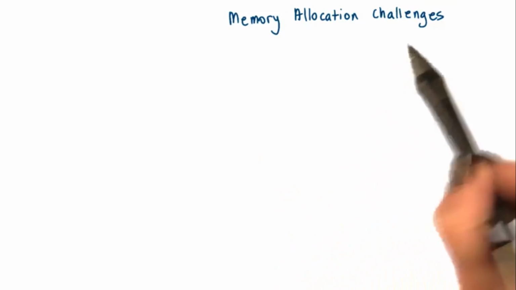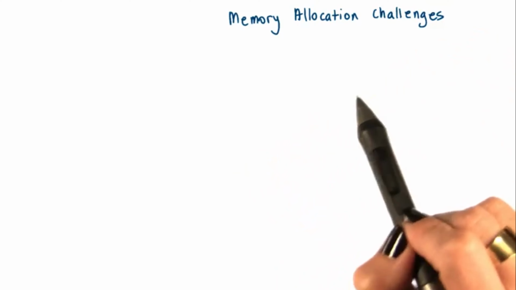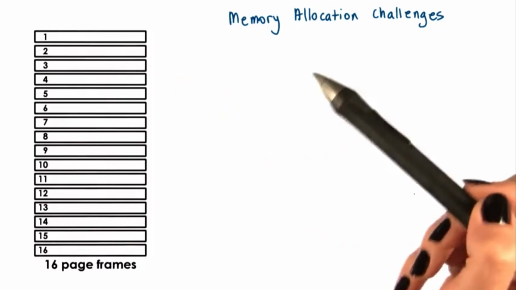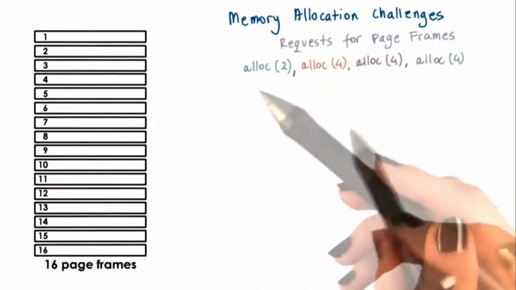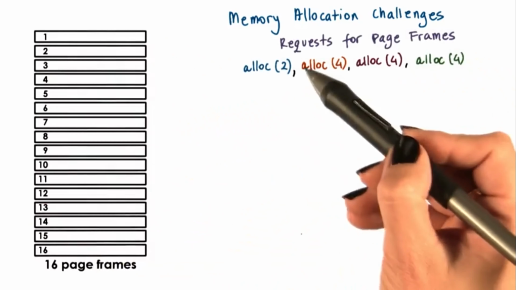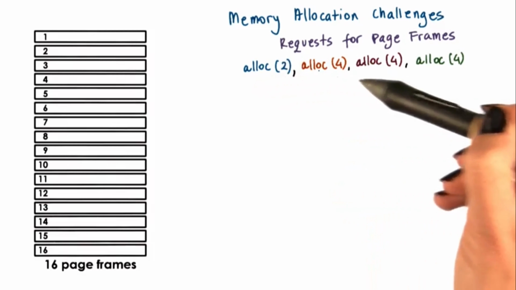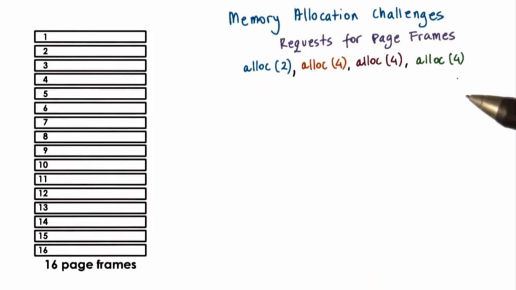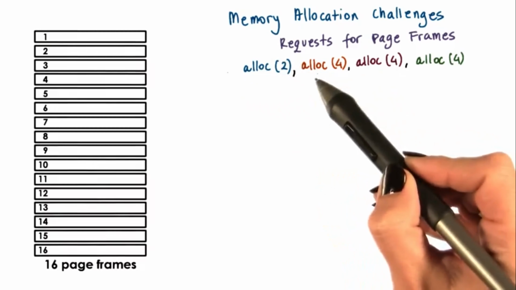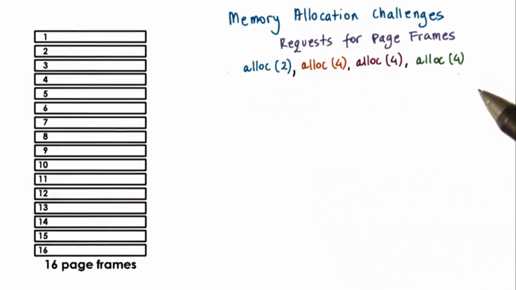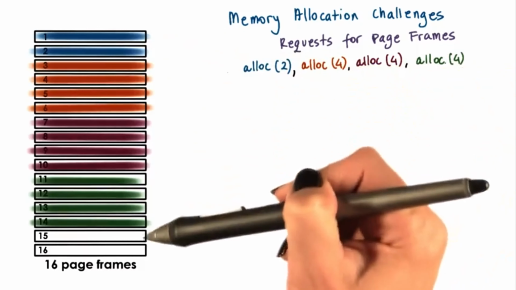Before we talk about the kernel-level allocators, I want to describe a particular memory allocation challenge that needs to be addressed. Consider a page-based memory manager that needs to manage these 16 physical page frames. Let's say this memory manager takes requests of sizes 2 or 4 page frames, and let's say it's facing the following sequence of memory requests. The first memory allocation is for a request of 2 page frames, and then the rest of the requests are for 4 pages.